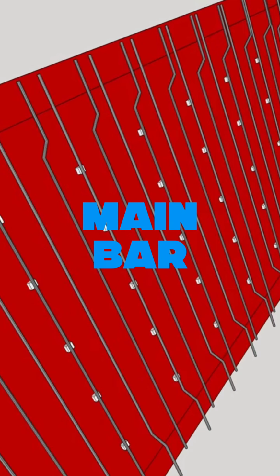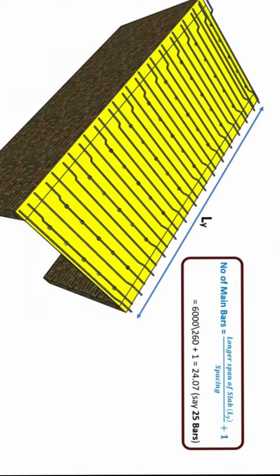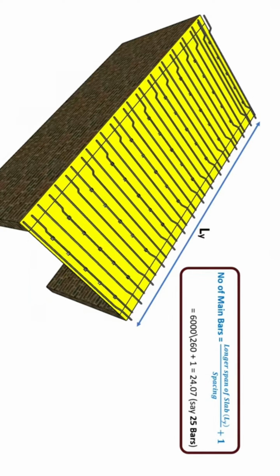First of all, let's do the calculation for main bar. Number of main bars is equal to longer span of slab divided by spacing plus 1. Now substitute values: 6000 divided by 260 plus 1, that is equal to 24.07, say 25 bars.